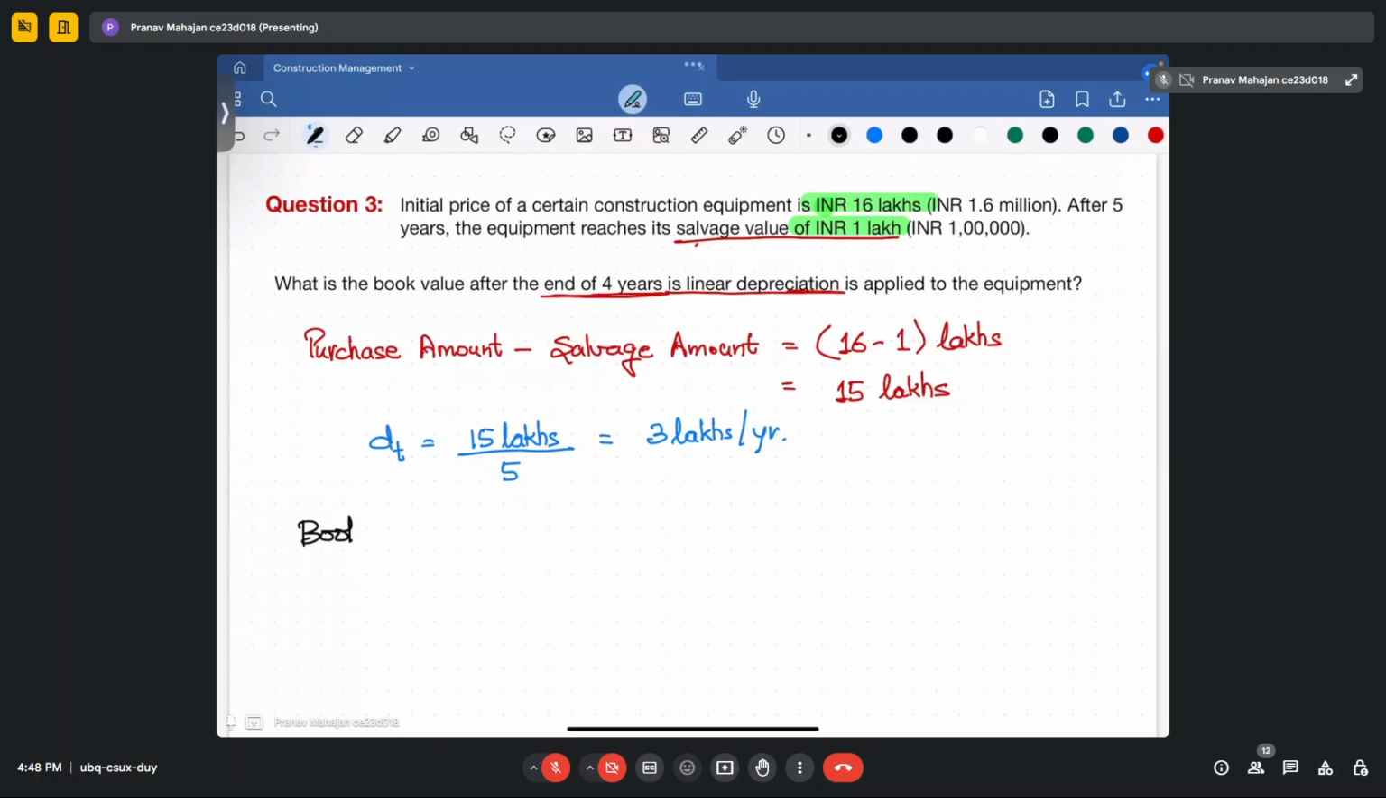So the book value at the end of 4 years, what will it become? It will become 16 minus this 3 lakhs per year into the number of years under consideration, that is 4 years, that is 16 minus 12 lakhs, and that is equal to 4 lakhs.